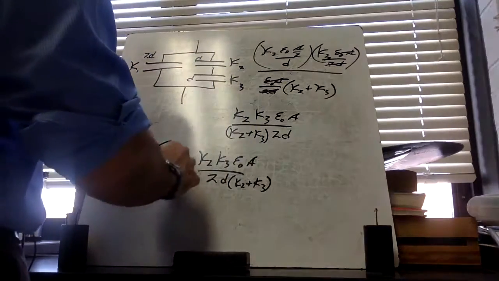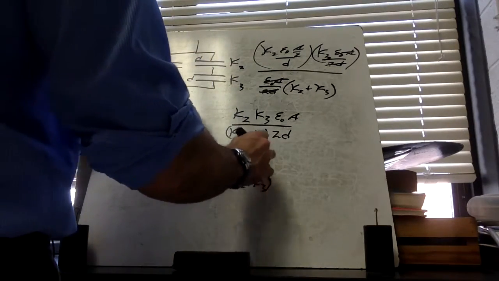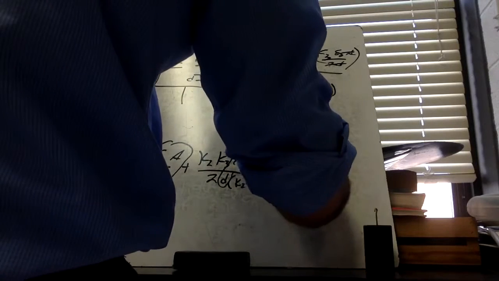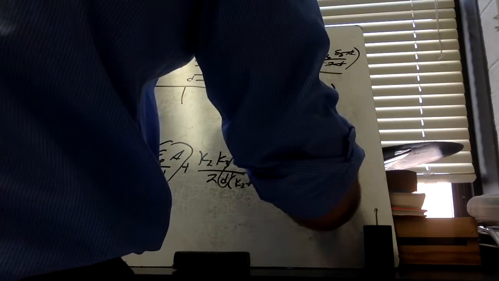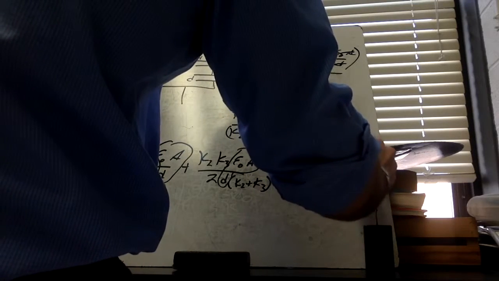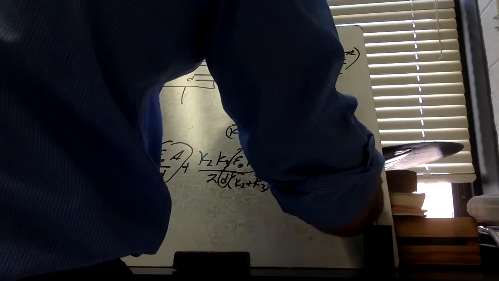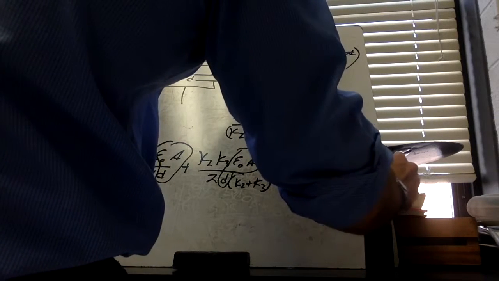So here is C naught there, and here is C naught for that one. So it's going to be C naught times kappa 1 over 4 plus kappa 2, kappa 3 over 2 kappa 2 plus kappa 3.